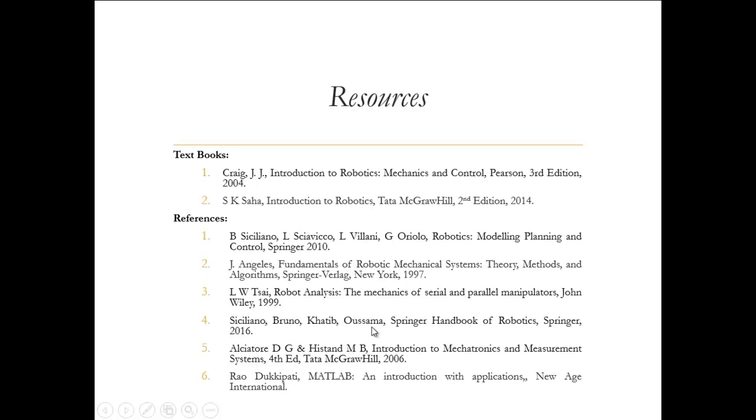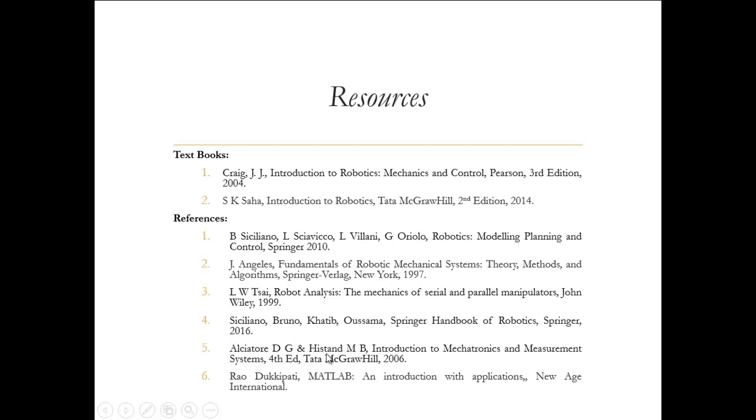And there's a very resourceful book called the Springer Handbook of Robotics. This is by Siciliano and Khatib, two authors. And there is a book that I have put up here, Introduction to Mechatronics and Measurement Systems, by David Alciatore and his colleague. This should be really useful for you if you're interested in the controls, or say the implementation part of robots, which is towards mechatronics and all.